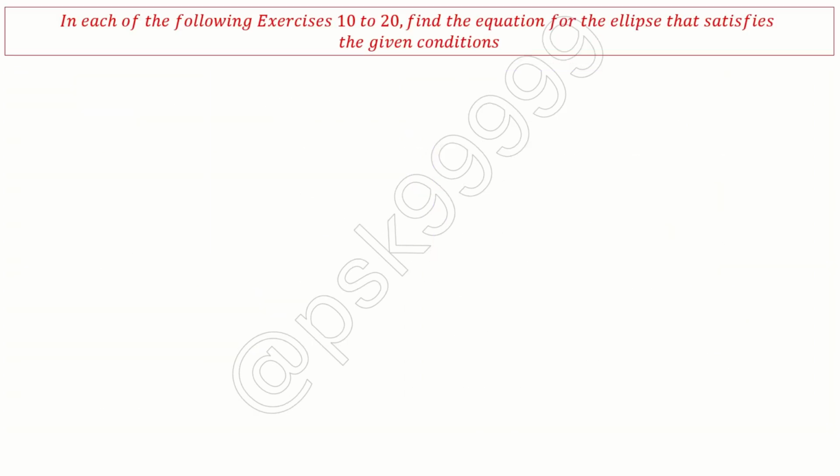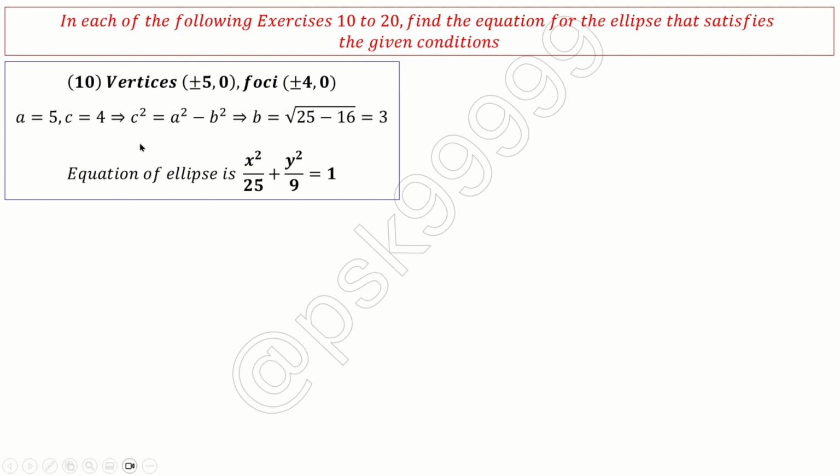9. Okay, now next 10 to 20, you have to construct the equation of the ellipse, given the conditions. So given information is vertices are on the plus or minus 5 comma 0 and foci on the plus or minus 4. So for the ellipse equation, what are the two things which you need? a and b. a is given, vertices are plus or minus 5 means a is given, and it is also clear that this vertex is on the x-axis, which means the major axis is the x-axis. I just need to get b.